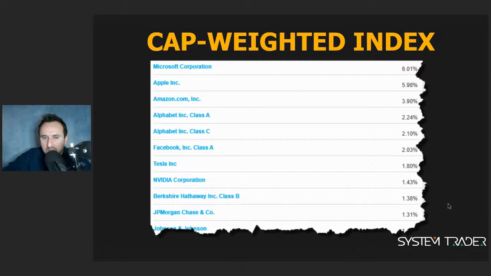For example, I just made that screenshot last night. If you take the top biggest companies from the S&P 500, you will see that, for example, Microsoft Corporation has 6% in the S&P 500. This is the biggest company in the S&P 500. The second biggest company is Apple. Again, it has like 5.98%. The third one, Amazon, and then you have Google, Facebook, Tesla, and so on. But as you can see, the further we go, the value of the company, or the weight in the index, is smaller, and that's the nature of a cap-weighted index.